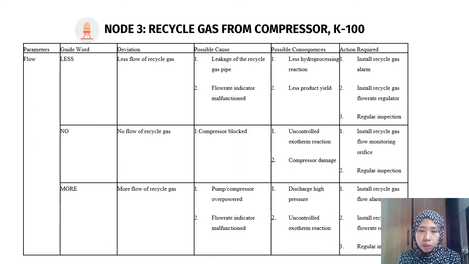For more flow of recycled gas, the possible causes are pump or compressor overpower or flow rate indicator malfunction. The consequence will be discharge high pressure or uncontrolled exhaustion. The action required is to install a recycled gas alarm and flow rate regulator, and do regular inspection.